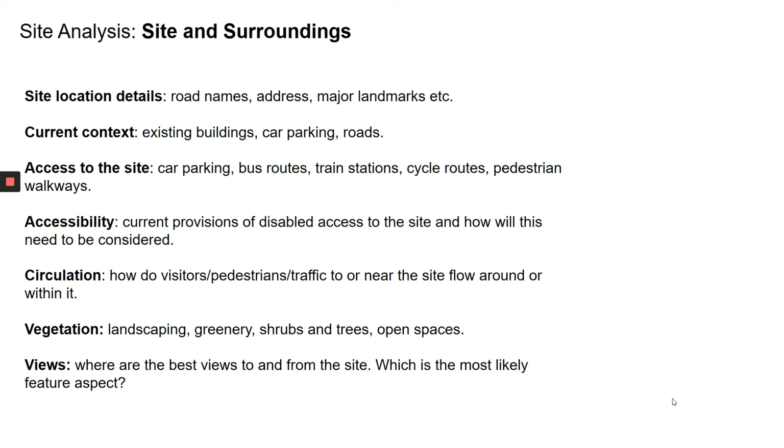Also, you want to think about circulation. So how do people come into the site? How do they flow around the site? And how do they leave the site? What are the surrounding areas? So thinking about vegetation. What's the landscape like? Are there trees? Do these trees have tree preservation orders on them? So find out as much information as you can about the site. Also, where are the best views from the site? That will help form your design and building orientation.